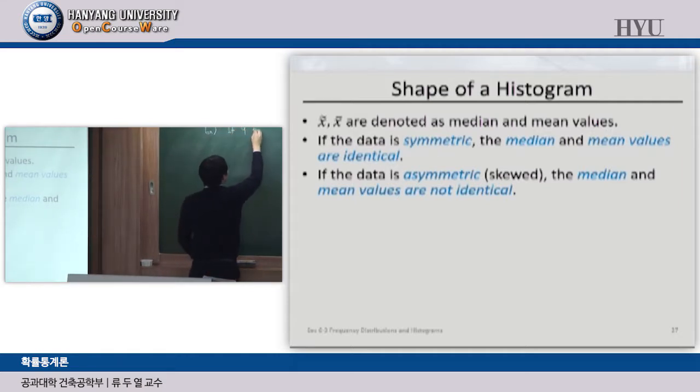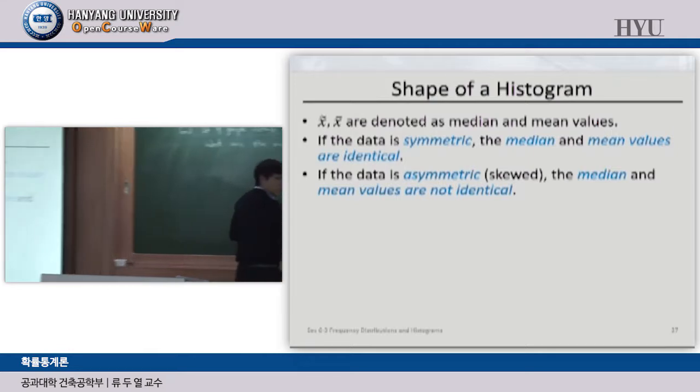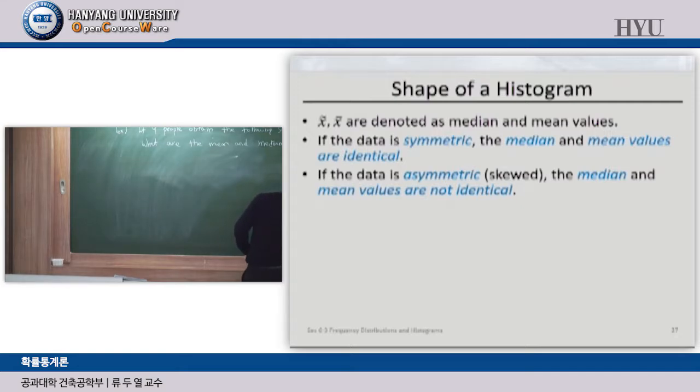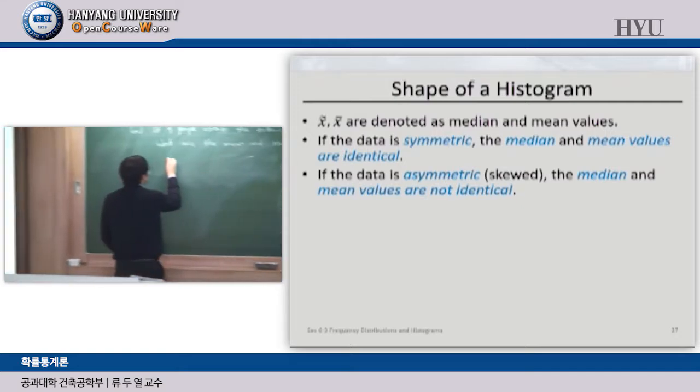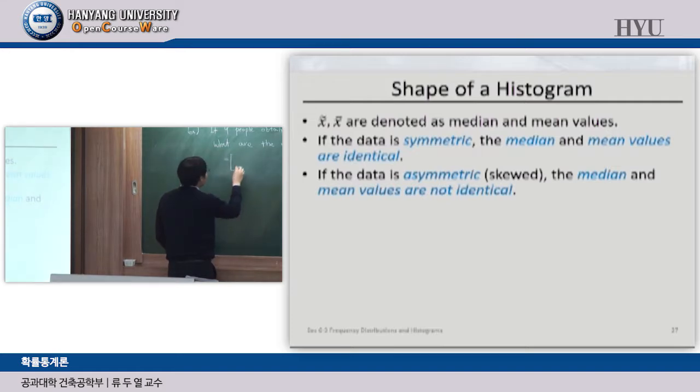If 9 people obtain the following scores, what are the mean and median? Okay, that is the question. And this is the score from the 9 people.